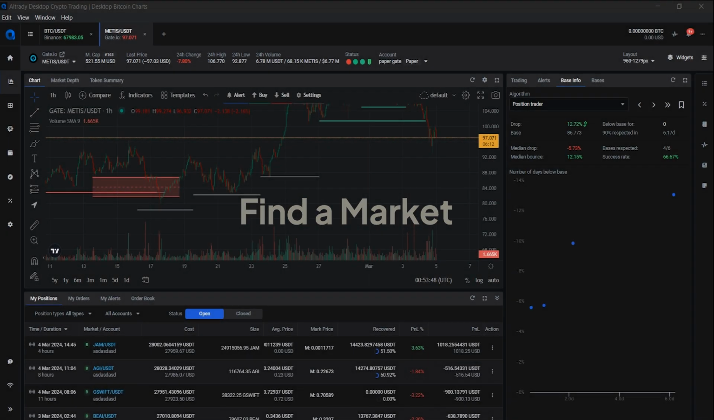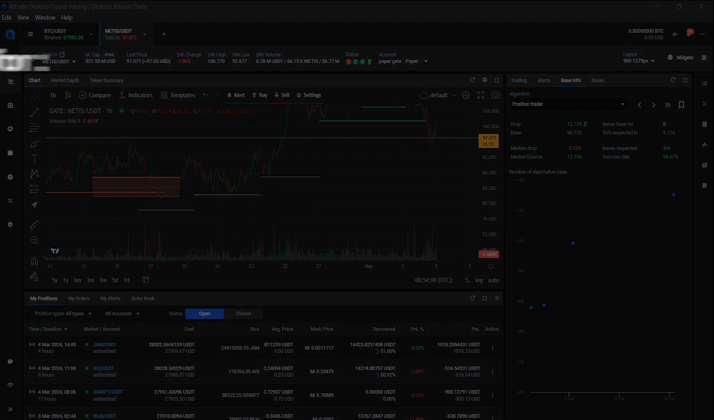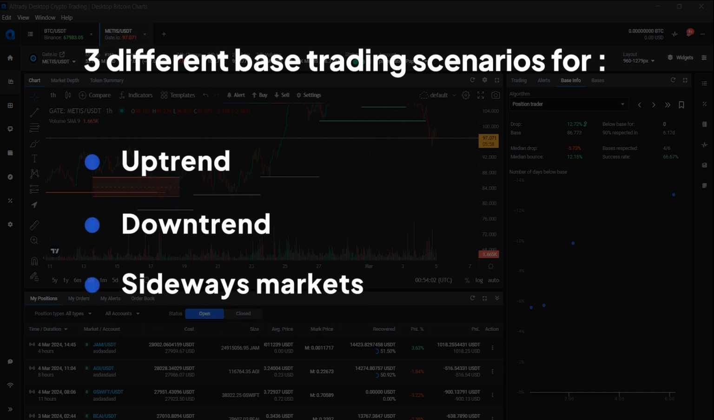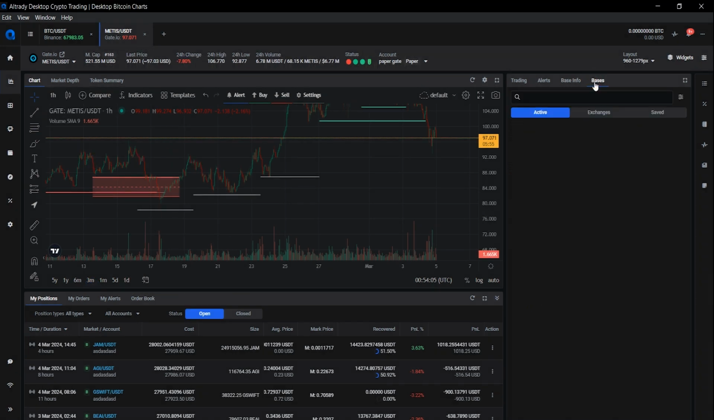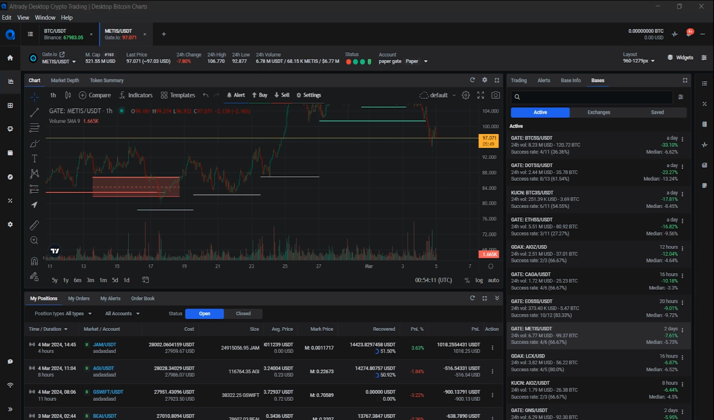Find a market. Now that we have the base notifications enabled and understand the bases in Altrady, we need to find good markets to practically apply our base trading strategy. And we will showcase 3 different base trading scenarios for uptrend, downtrend, and sideways markets. To do so, we need to be in the Bases widget and click on the Active tab. Based on your exchange's setup in the Bases filters and the base scanner notification rules, the bases will show inside this Active tab. As a side note, we want to ignore leverage tokens, which are identified by 5S, 3S, 3L, up, down, bull, bear, etc.